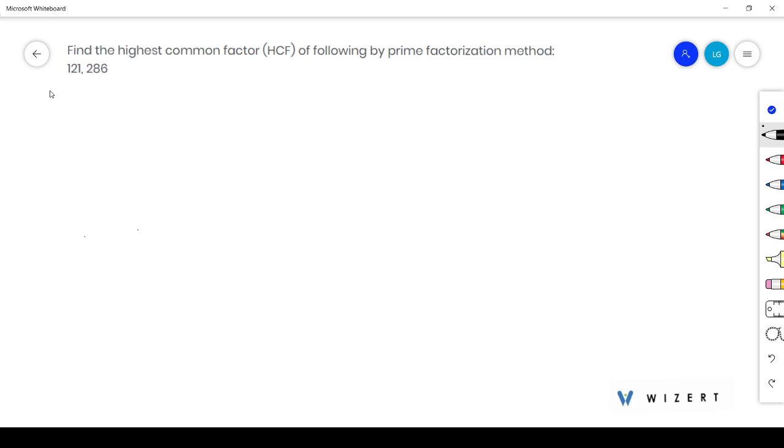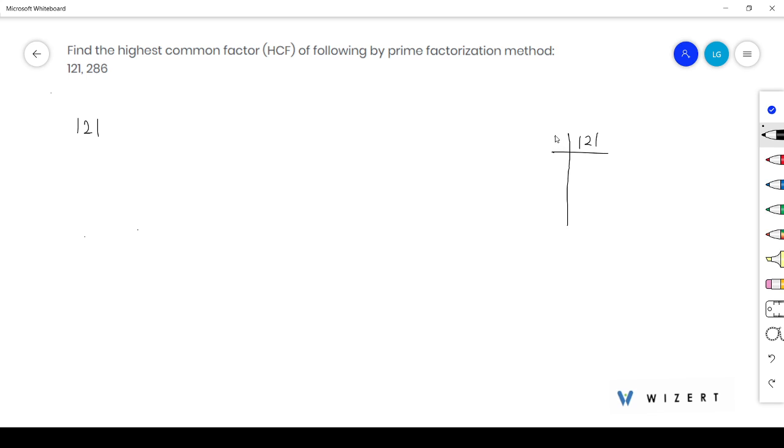Our question is, find the highest common factor of the following by the prime factorization method. We have to find the highest common factor of 121 and 286. Firstly, let us see for 121.